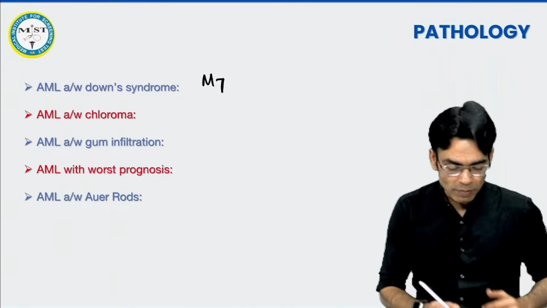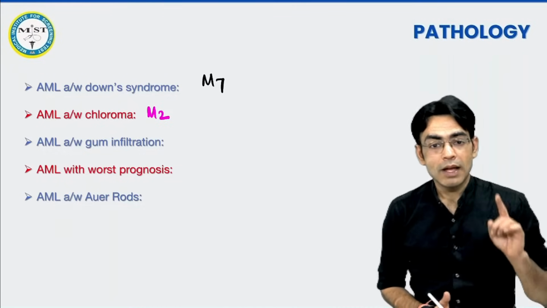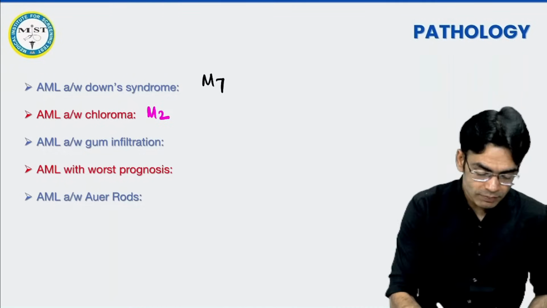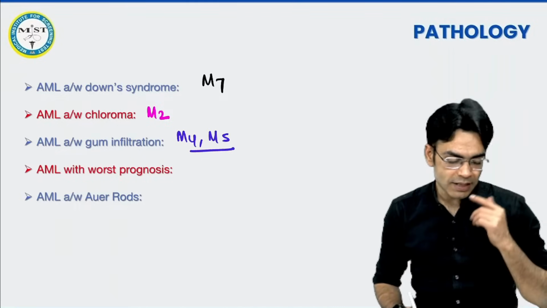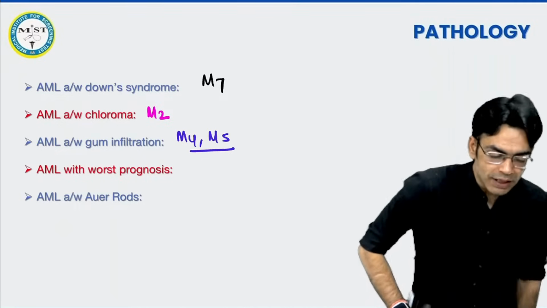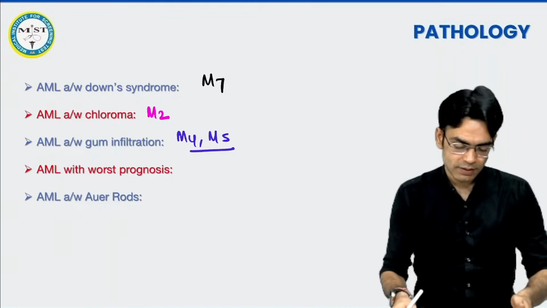Son, with chloroma, M2. Most common AML. AML with gum infiltration, this is again your M4 and M5. Yes, AML M3. AML M3 is associated with DIC. You are right.